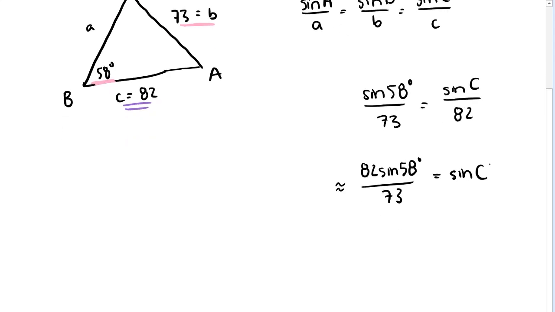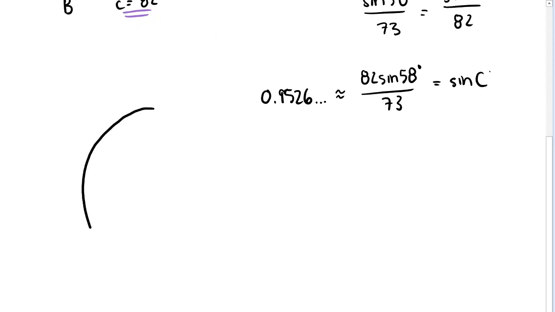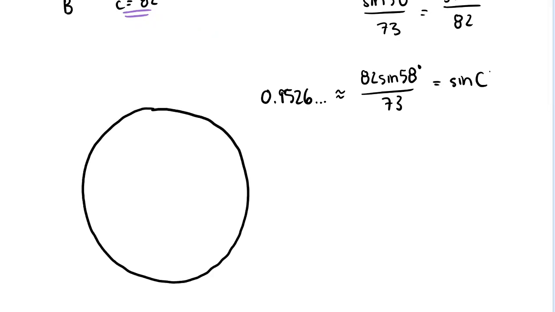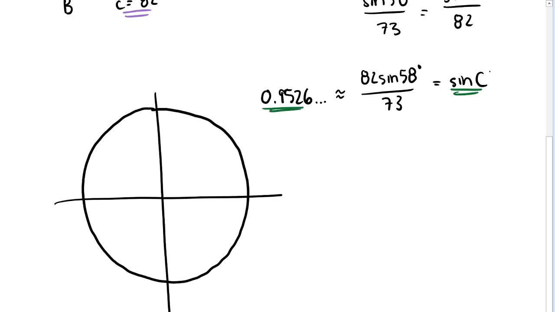And so when we evaluate this in a calculator, being careful to use degrees mode, since we're given an angle in degrees, this gives us approximately 0.9526. So that's what sine of C is equal to. And we want to figure out the angle C that makes sense for a triangle. And so if we draw out our picture like we have been when we've solved trigonometric equations, saying that sine of C is equal to 0.9526, this is like saying we've got a y coordinate of 0.9526.